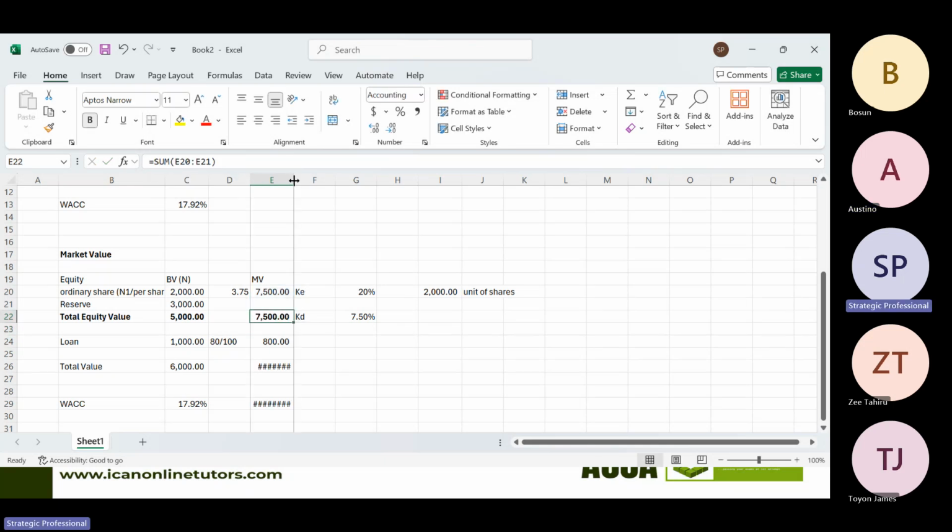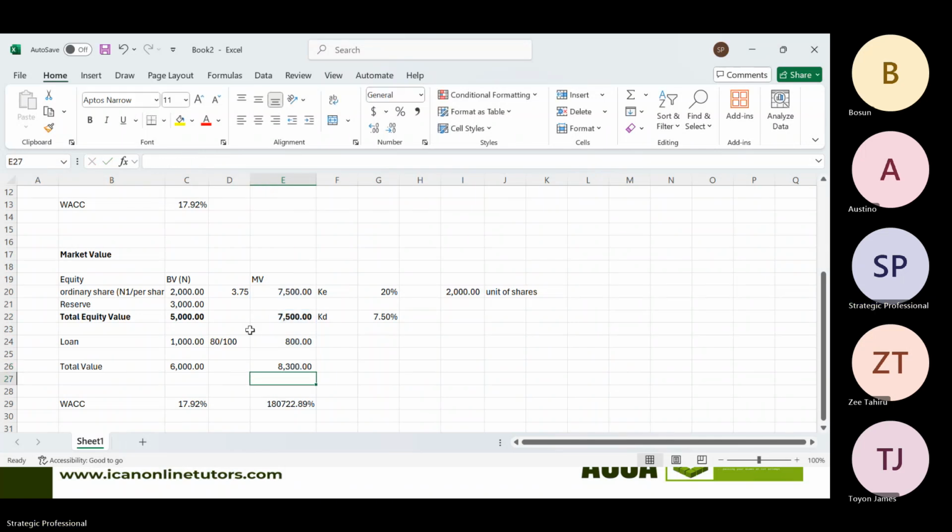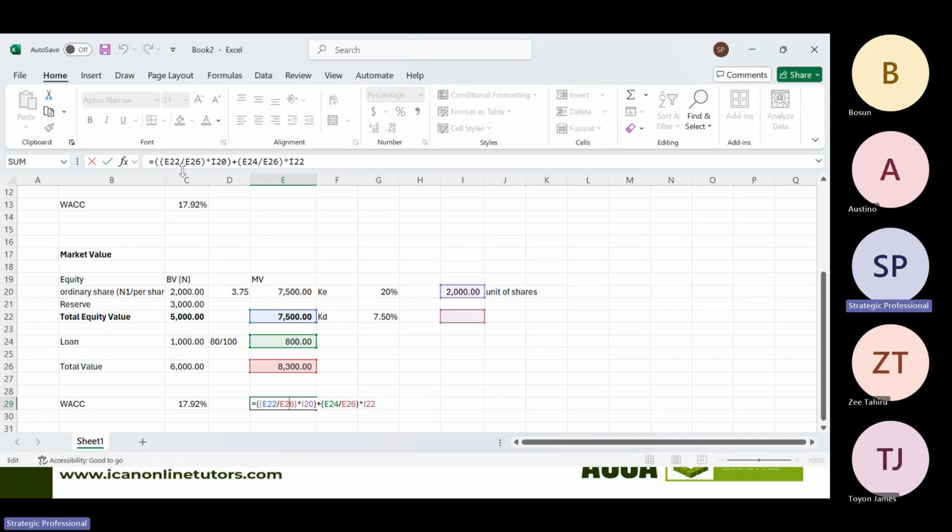Right? It would be 822, 83, right? So now what do we need to do? We just need to bring this figure divided by 822, which is the total equity value.